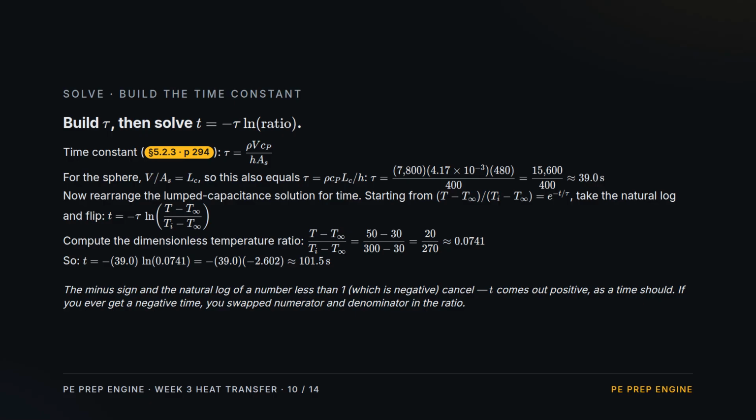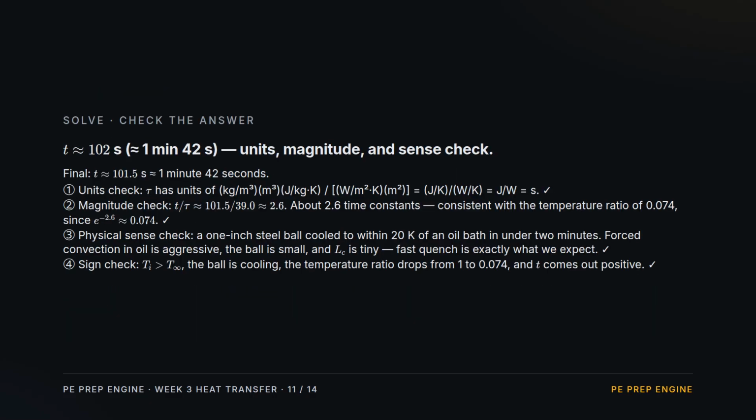Rearrange for time, t equals minus tau times the natural log of the temperature ratio, 50 minus 30 over 300 minus 30, about 0.074, giving about 101.5 seconds. Final answer, about 101.5 seconds, roughly 1 minute 42. Units, tau is joules per watt, which is seconds. Magnitude, about 2.6 time constants, and e to the minus 2.6 is our ratio, 0.074.